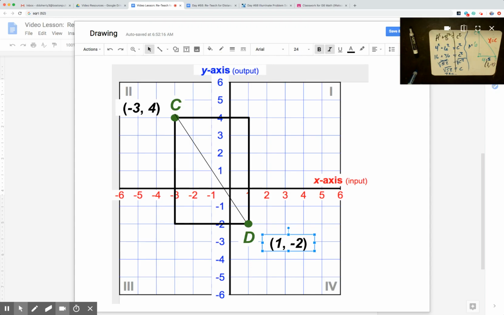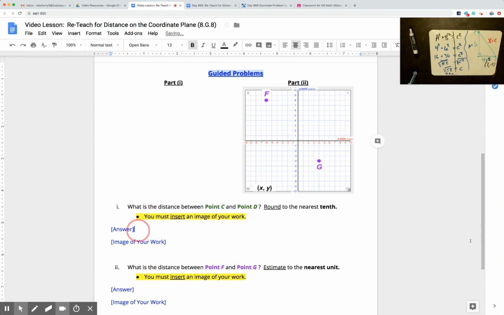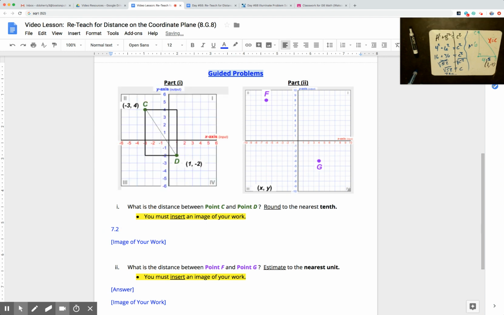Taking it back to the guided problems, our answer here, and you should have a whiteboard that followed along with me, your answer here should be 7.2, because that's what happens when we round 7.211 to the nearest tenth.